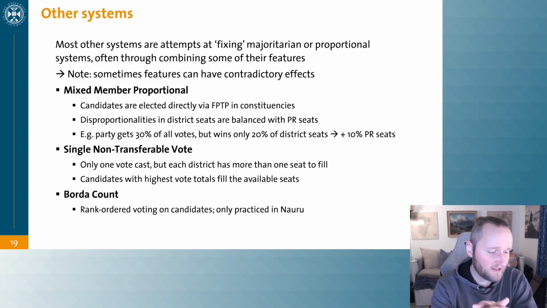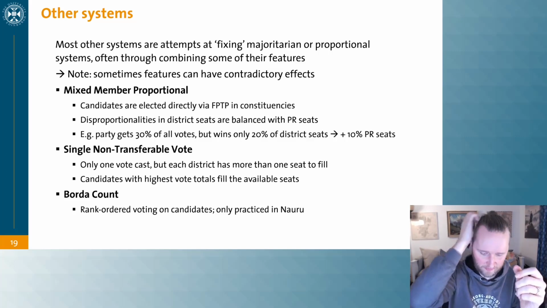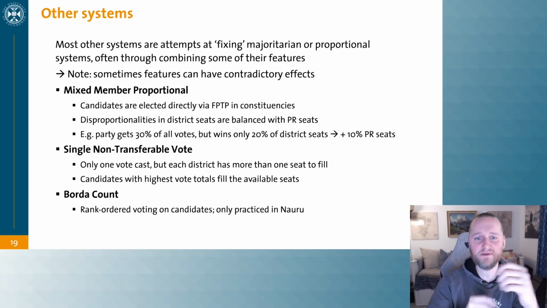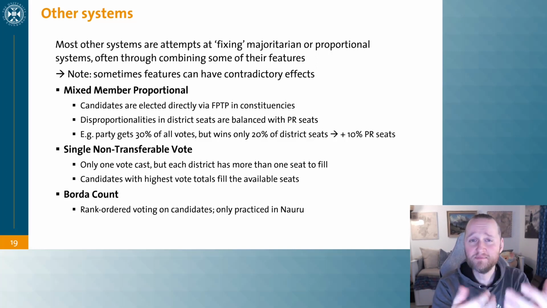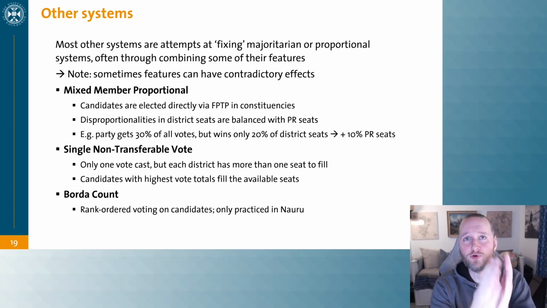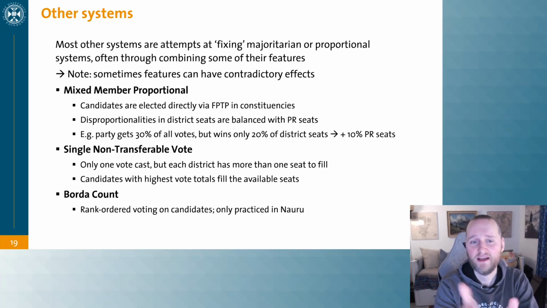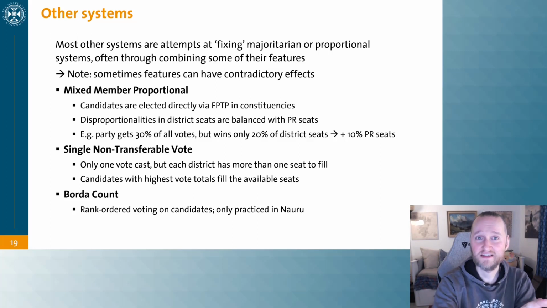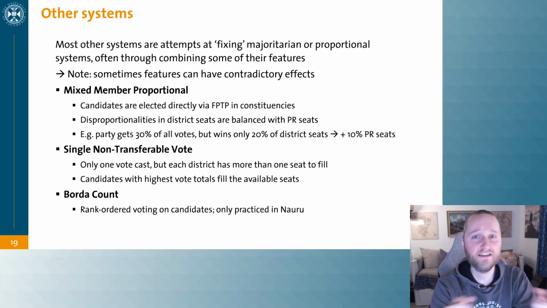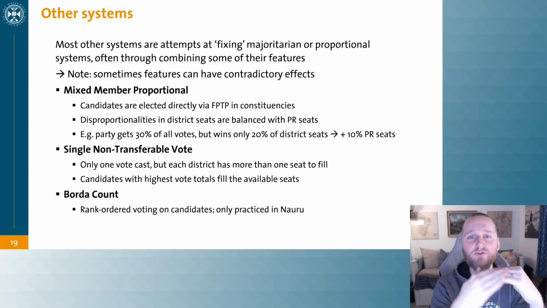One of the most widely attempted fixes of both the proportional and the majoritarian systems is the mixed member proportional electoral system. What happens in a mixed member proportional system is you first give the voter one vote for a district candidate, and then you also give the voter a party vote. And what happens is you first seat all the candidates that have achieved victory in a first past the post system. So just like in the UK, you look at who got the most votes, and that person then gets a seat.